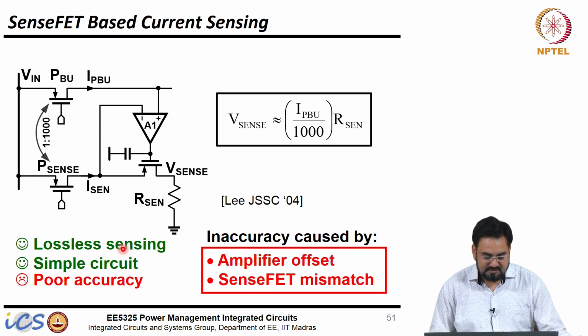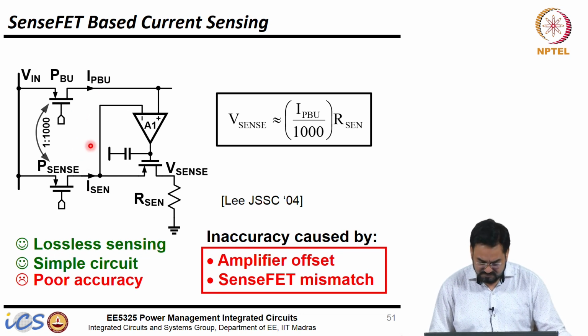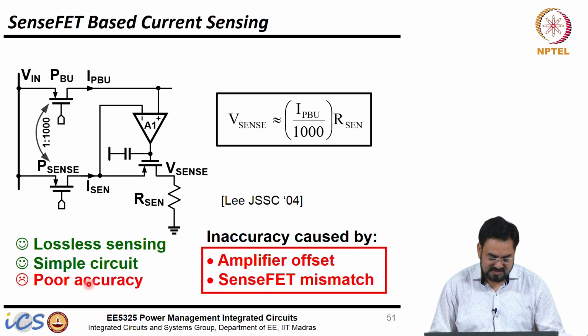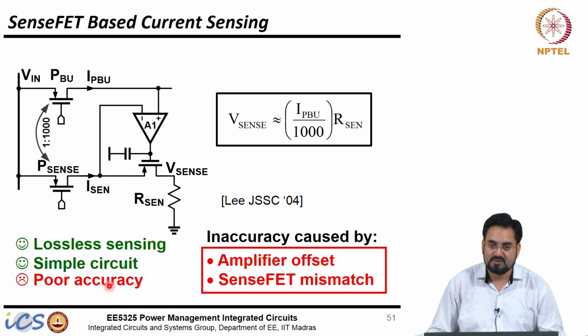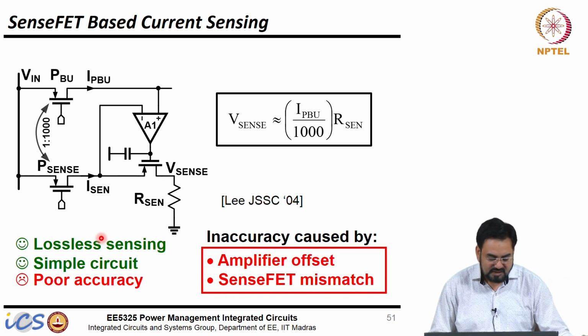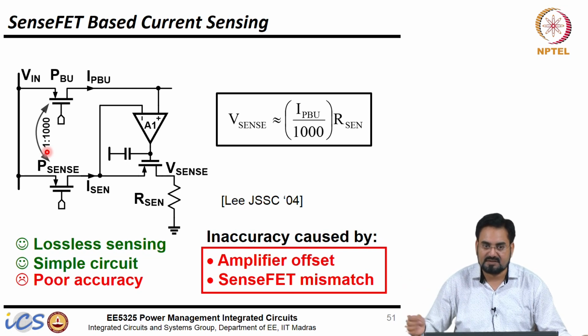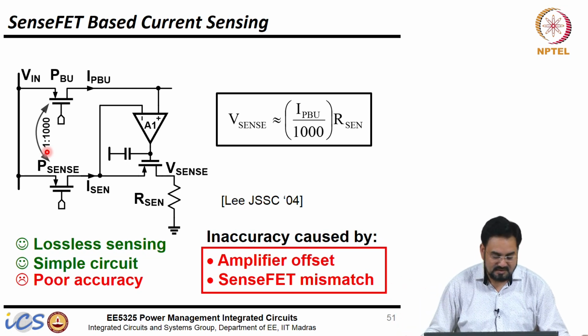But the problem is that it is highly sensitive to the offset and the mismatch between these sense FETs. That is why the accuracy may not be as good as what you achieve, let us say, with the external sense resistor, or when you have a series sense resistor. It also requires a very high bandwidth amplifier, because it has to track the ramp up and ramp down of the current, where it is a triangular current, not the DC current here, it is AC.